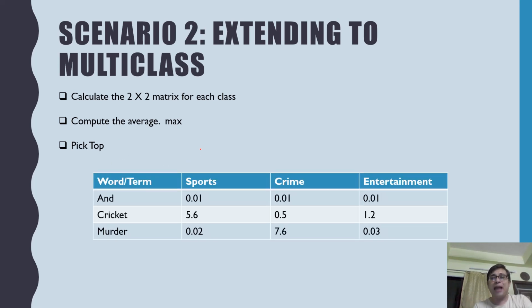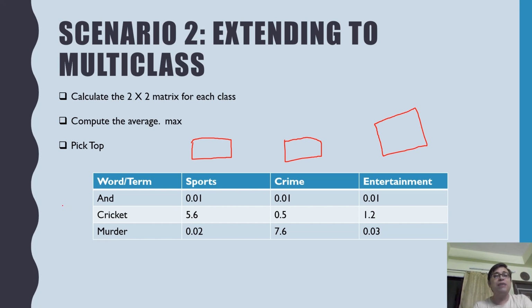This table actually came from 3 contingency tables. First, we found a contingency table for sports and not sports, then crime and not crime, and then entertainment and not entertainment. So here, the documents are news articles. And what is the task? We want to classify which genre the article belongs to: is it sports, crime, or entertainment?